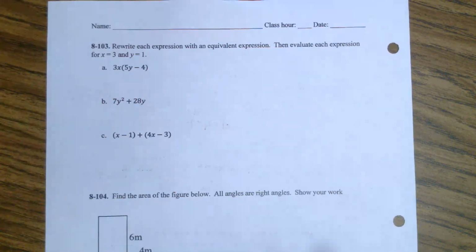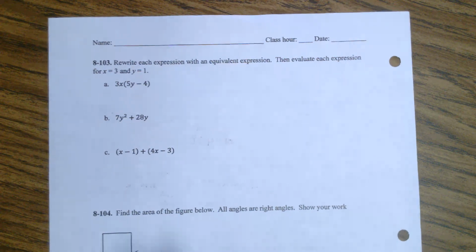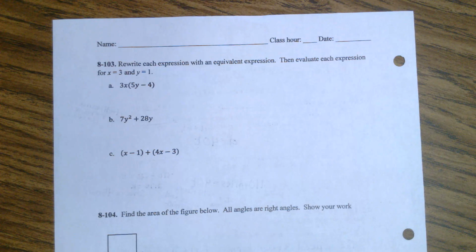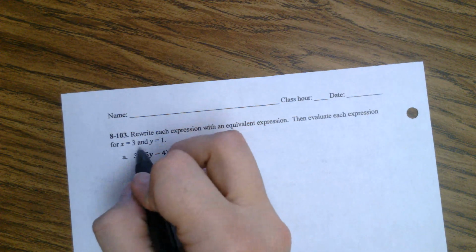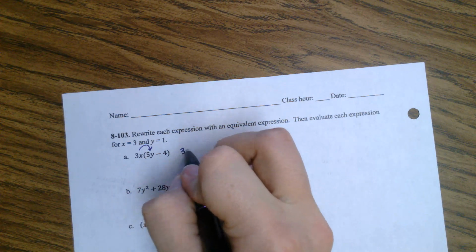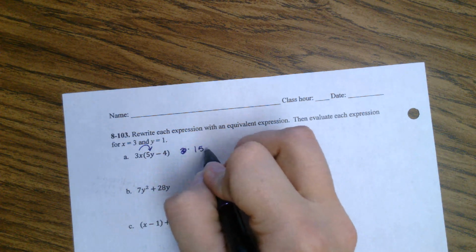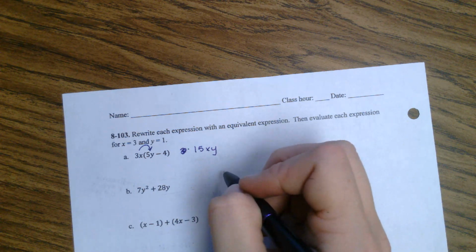On the other side, we have some expressions that we need to write the equivalent expressions for. We're rewriting the expression with an equivalent expression and then evaluating the expression when x equals 3 and y equals 1. Okay, so I'm rewriting it first. So I'm going to use the distributive property here. I have 3x times 5y. 3 times 5 is 15. And then I have x and y there. X times y is just 15 times x times y.